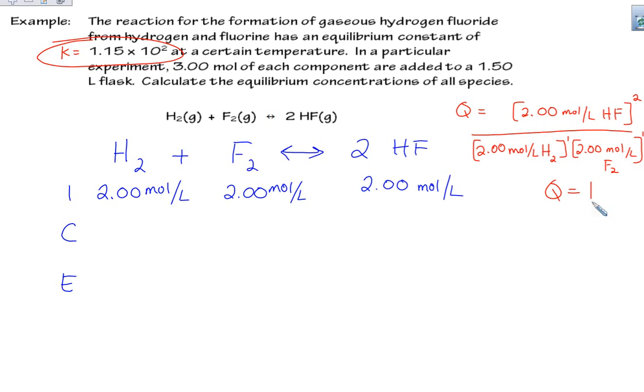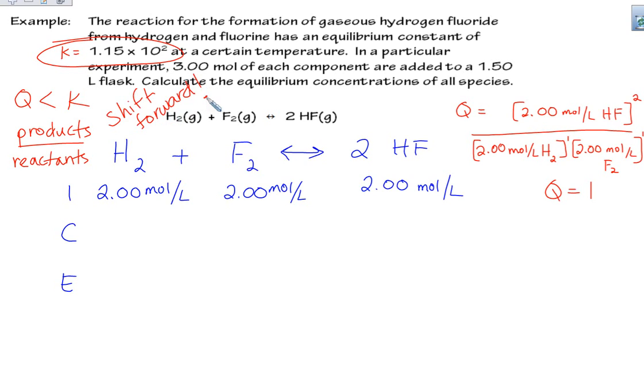And then I'm going to compare Q to K. Q is way smaller. And so again, these are a comparison of products over reactants. Q is way too small. So in order to increase Q up until the point where we equal K, we need to shift this thing forward. We need more products. Shift forward.